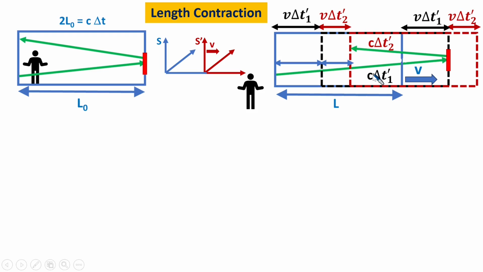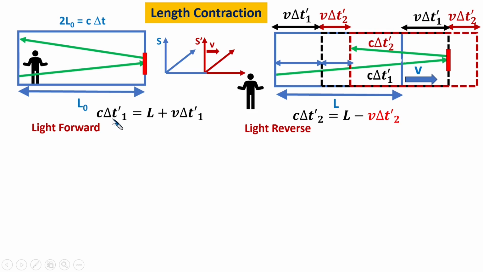So he measures the total time for the light to reflect back to this end as delta t1 prime plus delta t2 prime. Here I have written that in the forward direction this is nothing but L, plus this much that the vessel has moved, so this time I have also added. For returning back, this is the distance L, but the vessel has moved, so you have to subtract this. So I have written here v delta t2 prime, taken for the light to come to this end, and in the meantime the vessel has also moved from here to there. So these are the two equations.